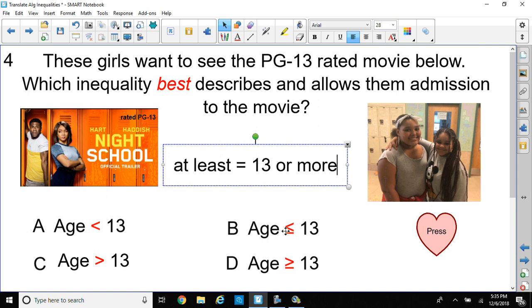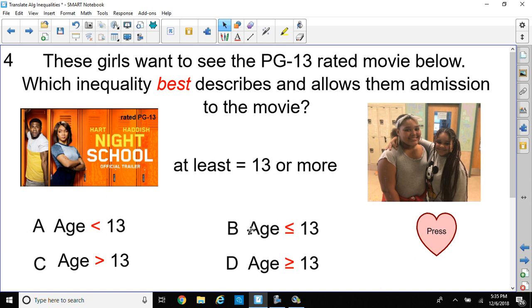So notice age is less than or equal to 13. So I'm not going to go with that choice. I'm going to go with choice D because they have to be more than 13. If they want to get in, they can be 13, but they have to be more than 13. So I'm going to go with choice D. And let's see. Good. Choice D. Because their age has got to be 13 or more. And there are those nice two young ladies. Look like sisters.